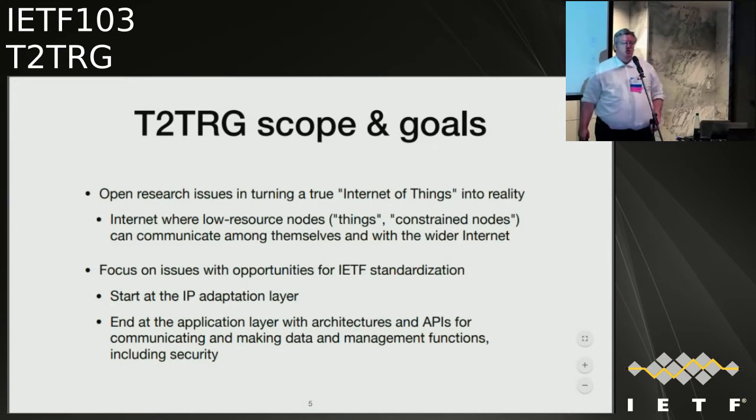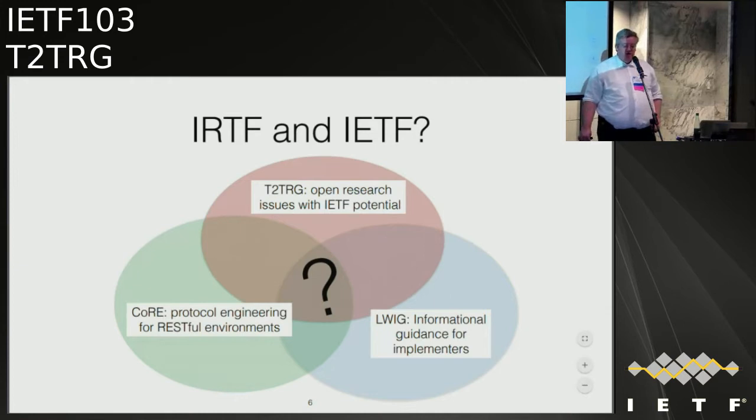So, when you look at the IRTF and the IETF, sometimes the question comes up, how do we actually juggle the various pieces of work? And this picture only shows two IETF working groups at the moment. Of course, there are other IETF working groups that are doing IoT-related things, but putting the whole picture on a slide would probably not work. And basically, the idea is that the research group is on the side of open research issues that have IETF potential, but are not yet ready for carrying into the IETF. And the working groups are actually doing engineering.